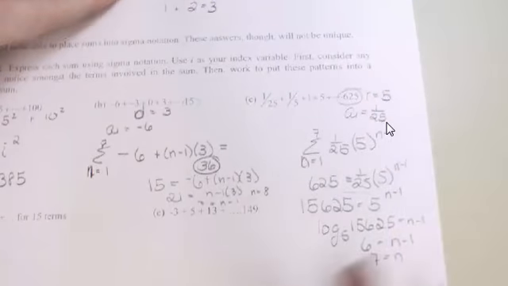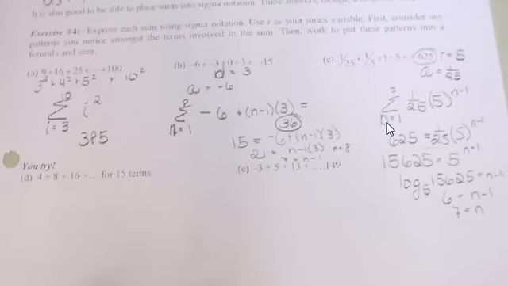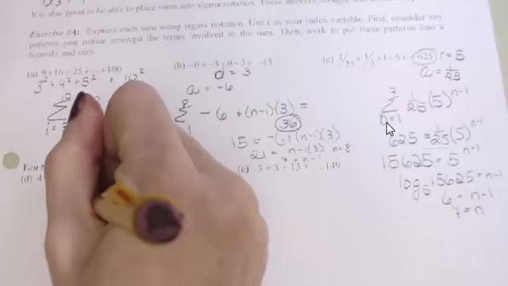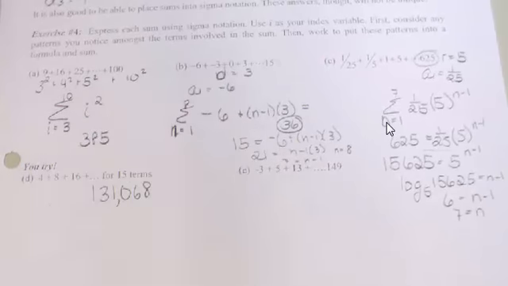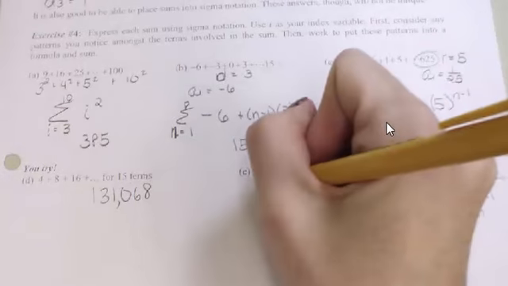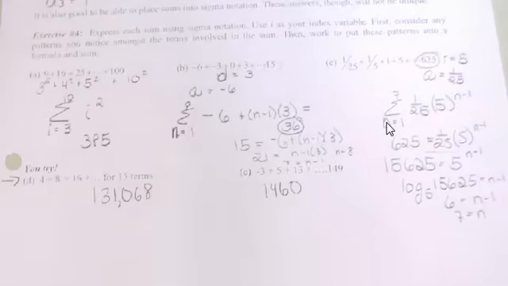All right, now there are 2 Utries. Take a minute, go through them. One is arithmetic, one is geometric. Here, you need to see them. All right, for D, you should end up with an answer of 131,068. And E, you should end up with an answer of 1460. Make sure you show your work for that.